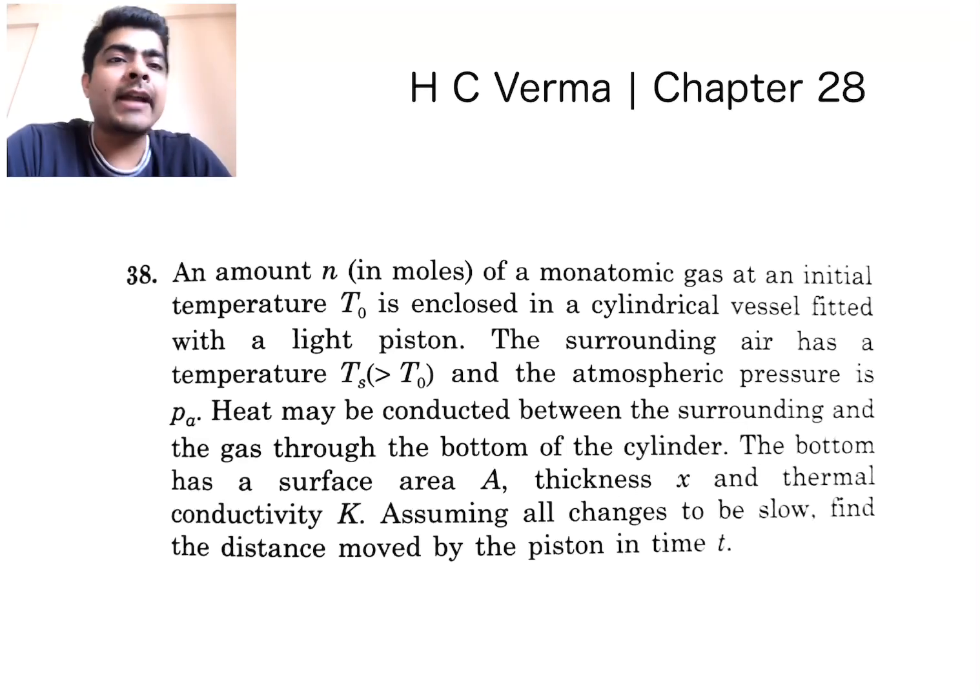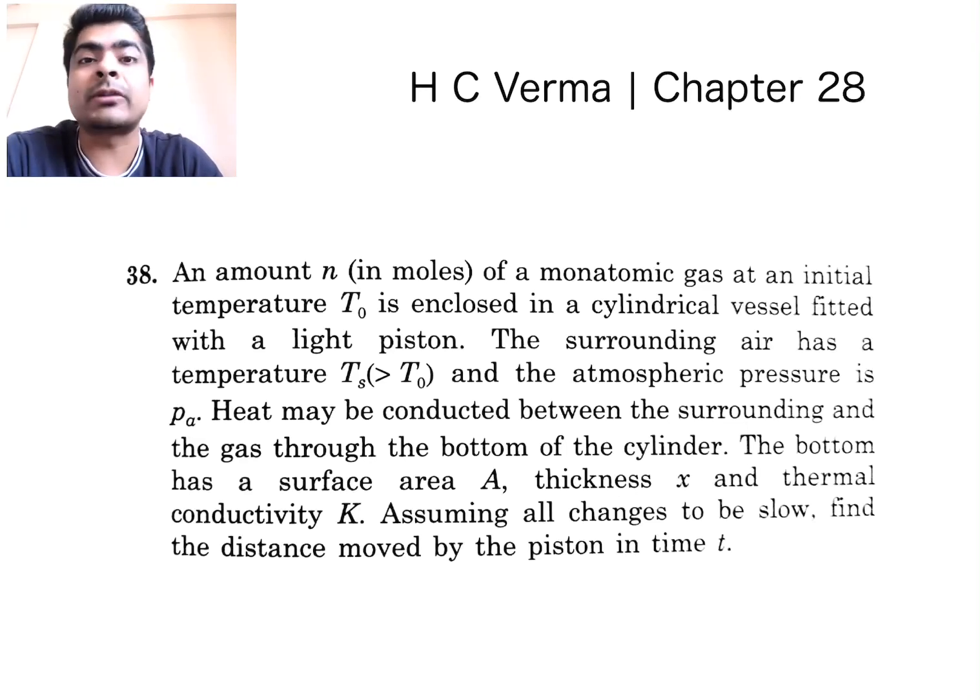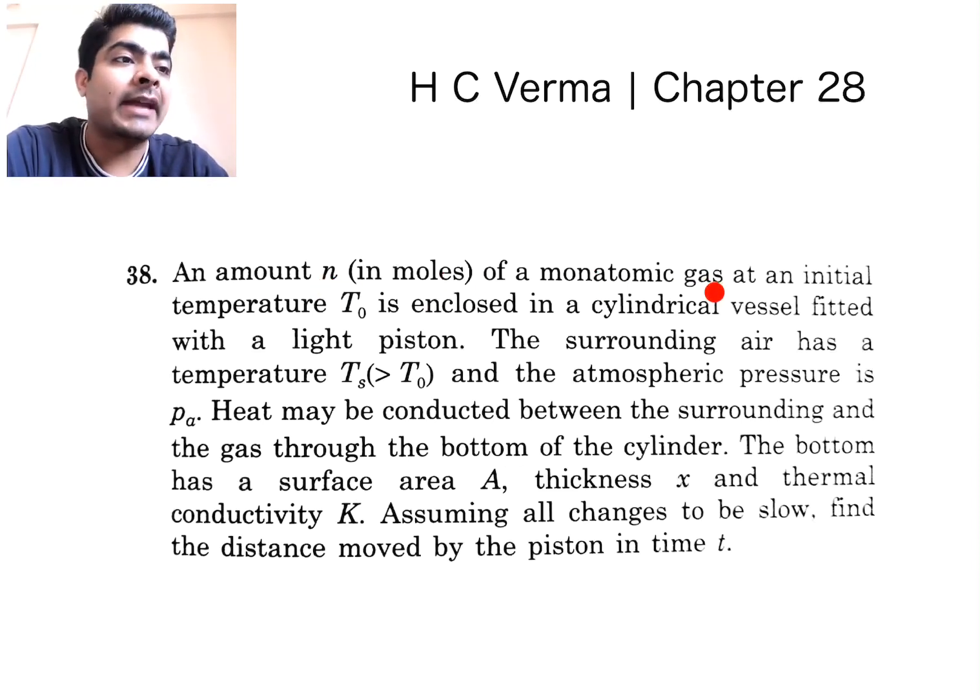Okay, we are looking at question number 38 from chapter number 28 of H.C. Verma. An amount n in moles of a monoatomic gas at an initial temperature T0 is enclosed in a cylindrical vessel fitted with a light piston. The surrounding air has a temperature Ts more than T0 and the atmospheric pressure is Pa.